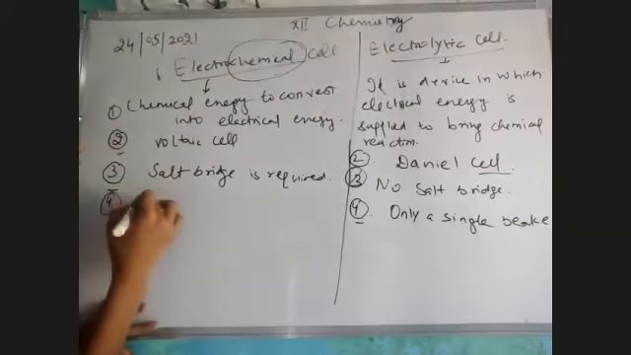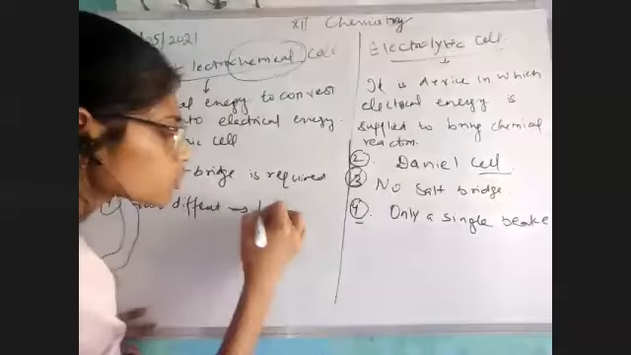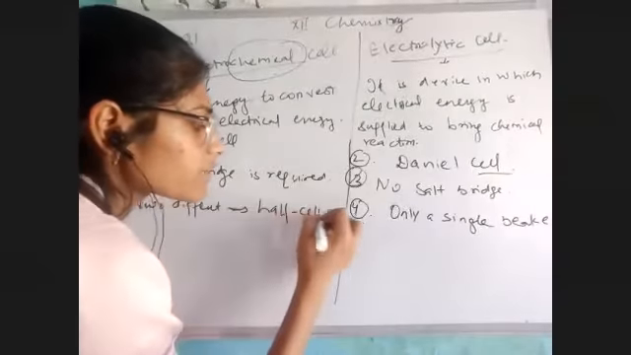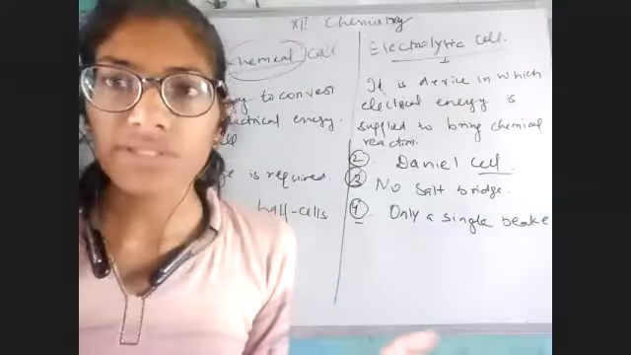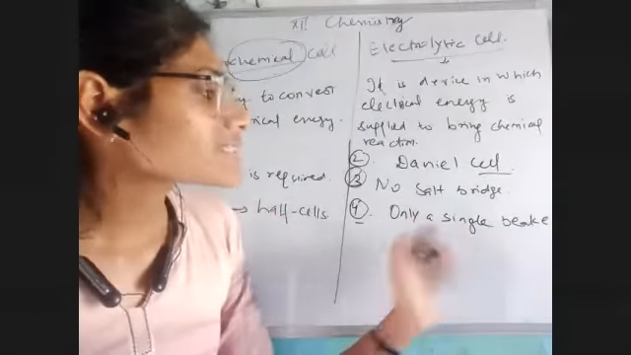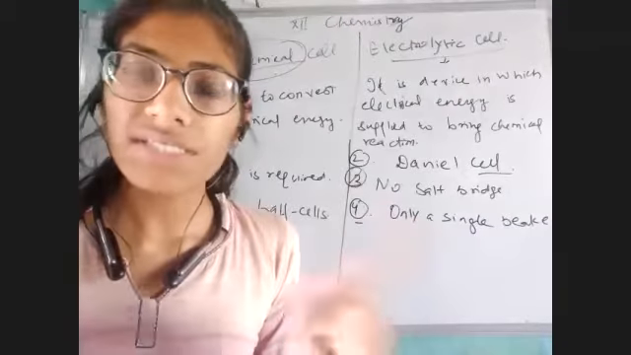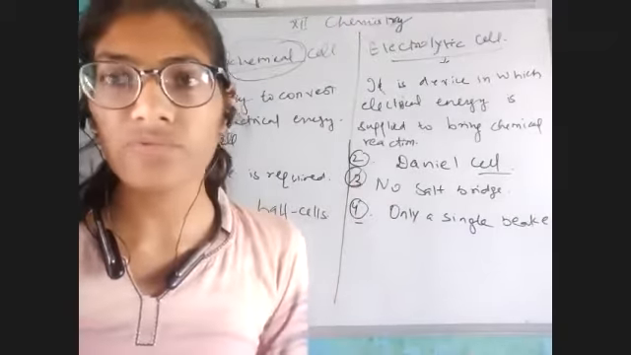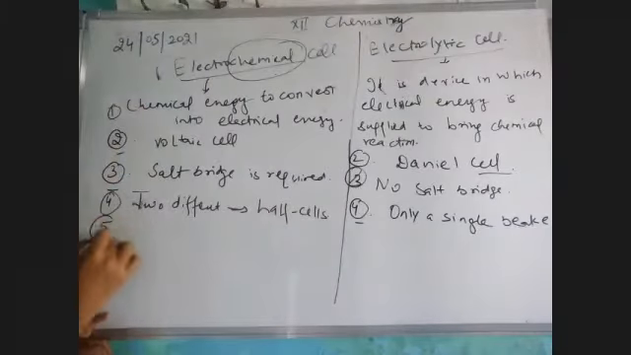Whereas we have 2 different beakers in which 2 half cells were present over there. There was a half cell of reduction, there was a half cell of oxidation, but in electrolytic cell only a single beaker we need, and there are oxidation as well as reduction, but there is no kind of salt bridge required.